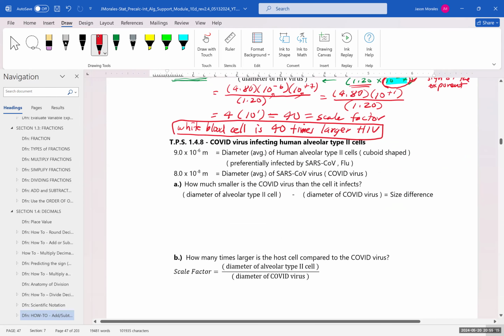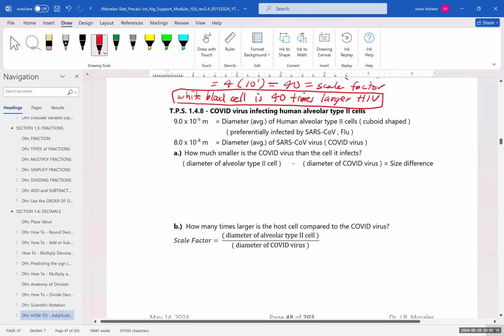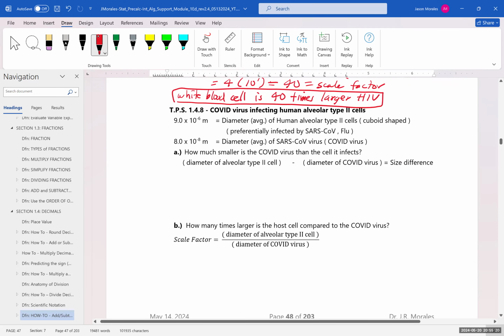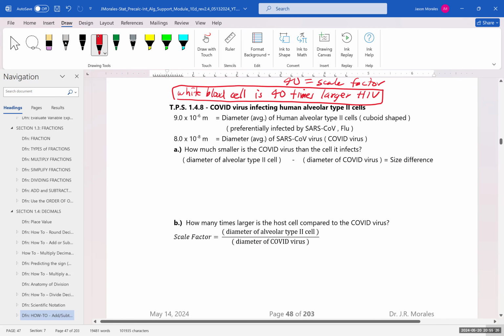So here's a think, pair, share. And this is dealing with the COVID virus, which we've become familiar with. So let me give the answer to both of these sections, and why don't you give it a try yourself and see if you can figure this out. And if you have any questions, just let me know.